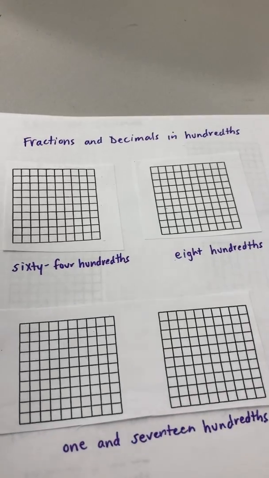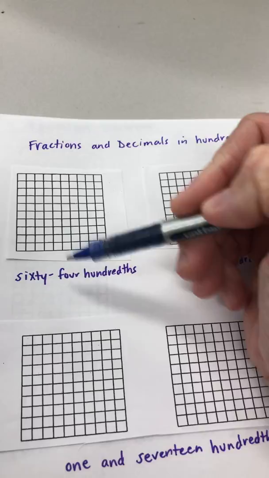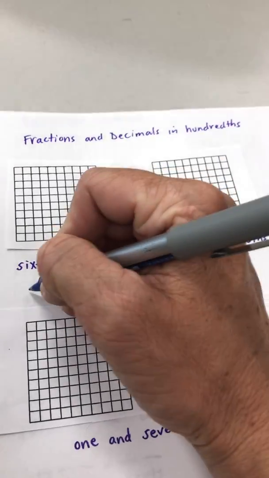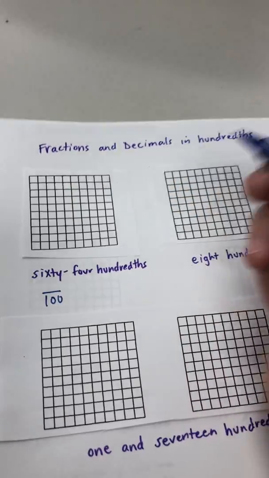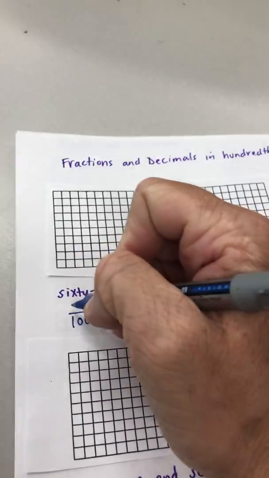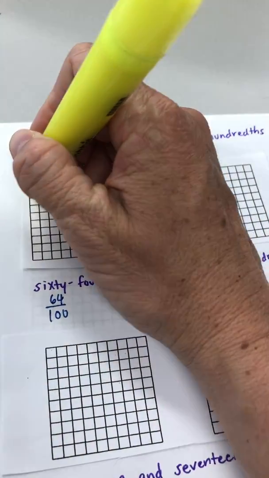So our next one we're going to look at is fractions and decimals in hundredths. So I've taken my 10 columns and now I've split them 10 times this way to give me 100 parts. So my denominator becomes 100. And this time I want 64 hundredths. So I'm going to write my fraction just like I did in my last chapter. That's easy. And I'm going to fill in.